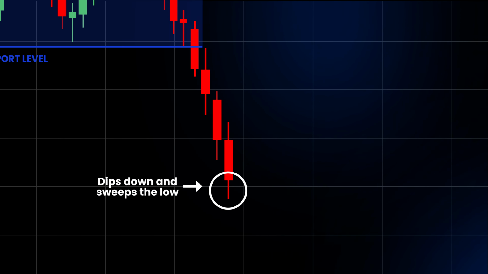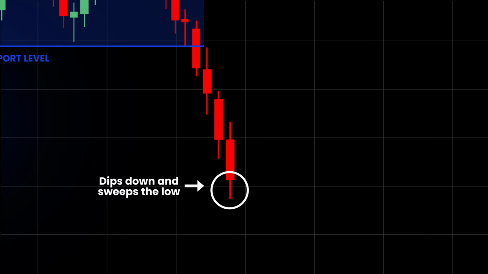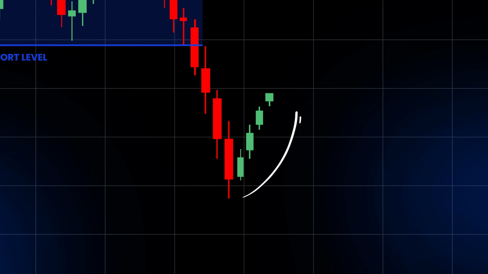Say it dips down and sweeps the low, grabbing the resting sell orders there. That's usually the move that shakes people out. From there, price often moves fast in the other direction. A real push, leaving behind those gaps we just talked about. Then it tends to pull back into one of those gaps or order blocks before continuing.